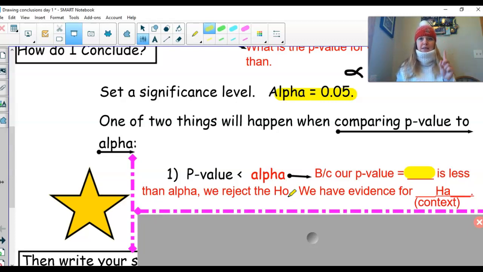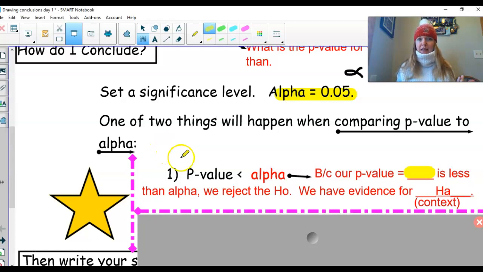The second sentence is then about the alternative hypothesis. When our p-value is less than alpha, then we have evidence for HA, our alternative hypothesis, and we do have to do that in context. What does context mean? Telling the story. So that's one of the first things that could happen when you compare your p-value to alpha. And why are we doing this? So we know how to conclude about our null hypothesis and our alternative hypothesis.